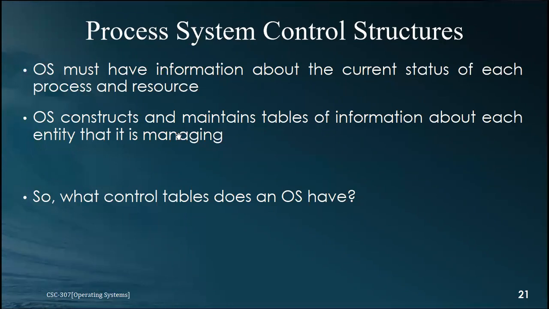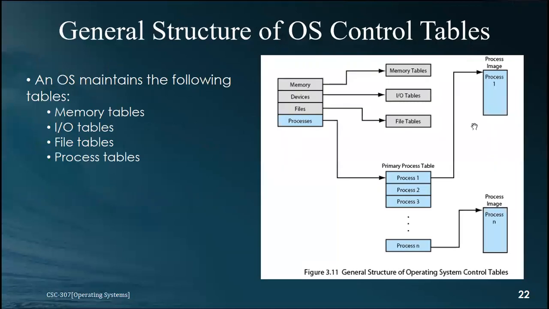Then the operating system constructs and maintains a table of information about each entity. We will see how this is formed and how it works. First of all, let's look at the general structure of this control table. As you can see, we have four main parts. We have a memory table that keeps track of all the memory. We have a device table that keeps track of all the devices. We have a file table that keeps track of all the files, and we have a process table that keeps track of all the processes.